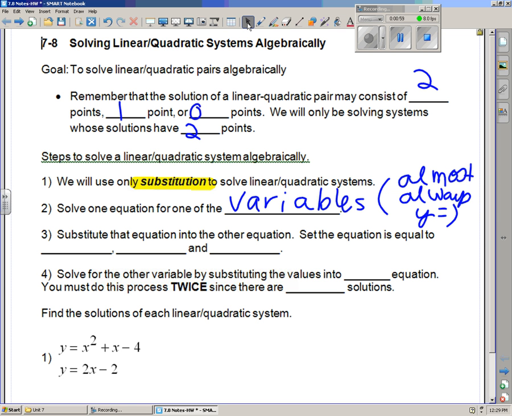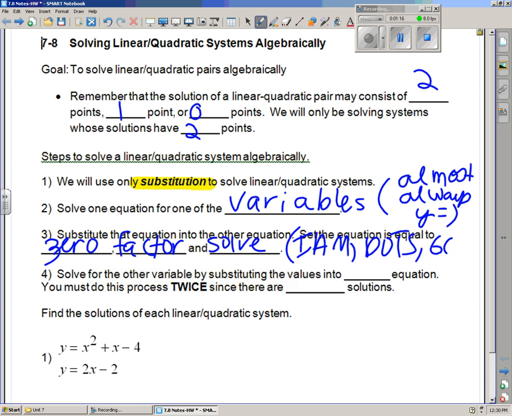You've got a quadratic, so you're going to have to set the equation equal to 0. You're going to have to factor the equation, and you're going to solve using either IAM, dots, or GCF. You're going to have to solve for the other variable at this point by substituting the values into either equation. But remember, you have two solutions, so you must do this process twice because of both solutions.